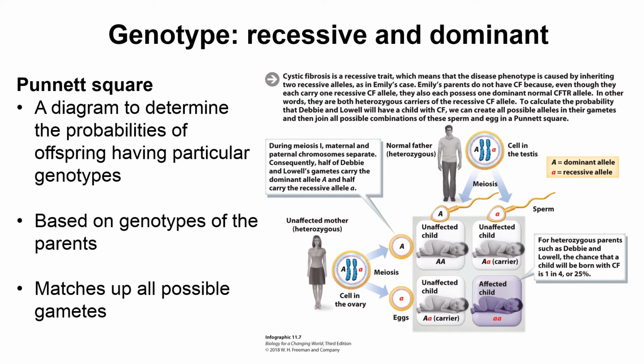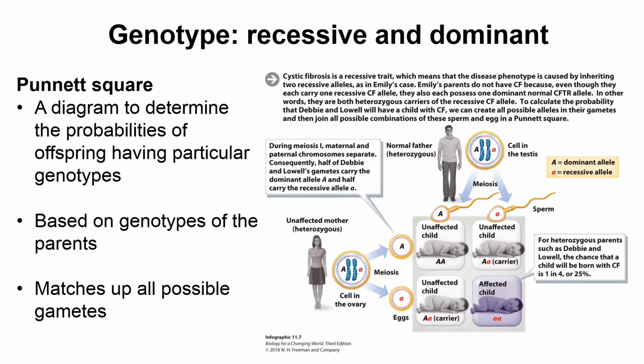All right, so we asked the question, how is it possible that if two individuals are phenotypically normal, they can still have an offspring with cystic fibrosis? We actually use Punnett squares to determine the probabilities that a couple are going to have, in this case, a child with cystic fibrosis.